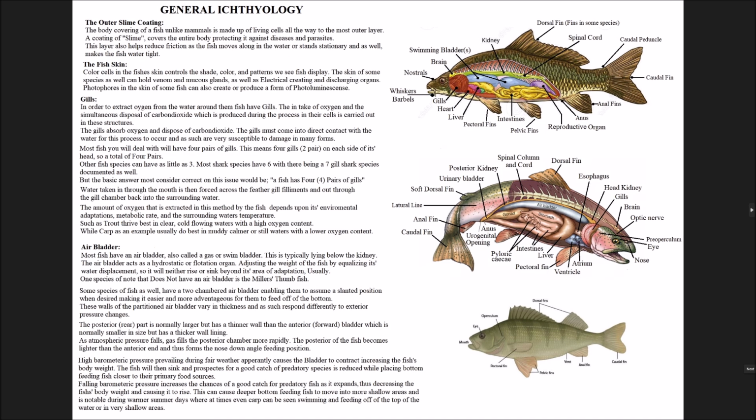The outer slime coating. The body covering of a fish, unlike mammals, is made up of living cells, all the way to the most outer layer. A coating of slime covers the entire body, protecting it against disease and parasites. This layer also helps reduce friction as the fish moves along in the water or stands stationary, as well as makes the fish watertight.